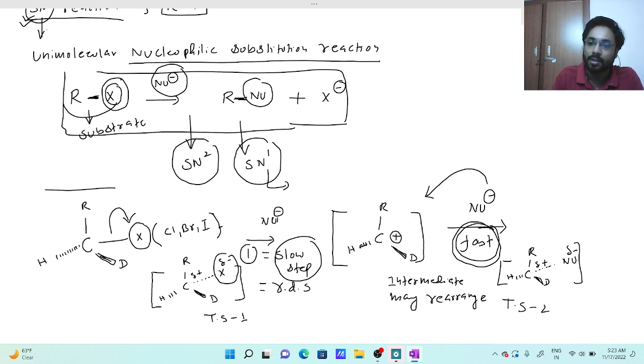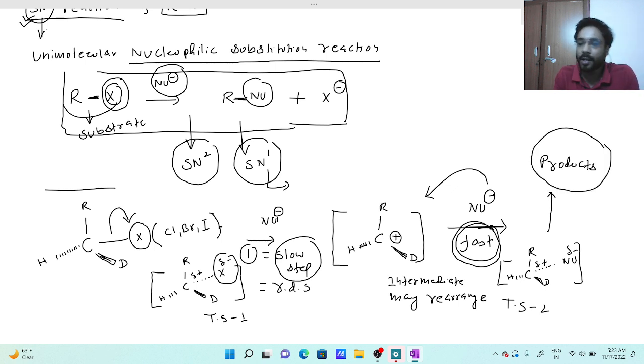And this transition state 2 is formed just after the formation of the intermediate in a very fast step. And then we are getting the products. Now you just tell me how many products we can obtain. See, what is the meaning of carbocation? Carbocation simply means this is sp2 hybridized. The hybridization of this carbon is sp2, so this is planar. Moreover, we can say this is trigonal planar.